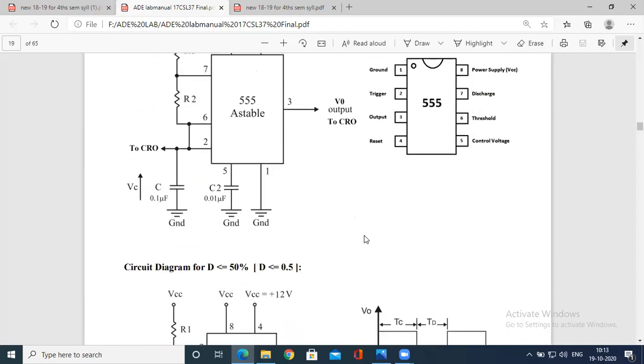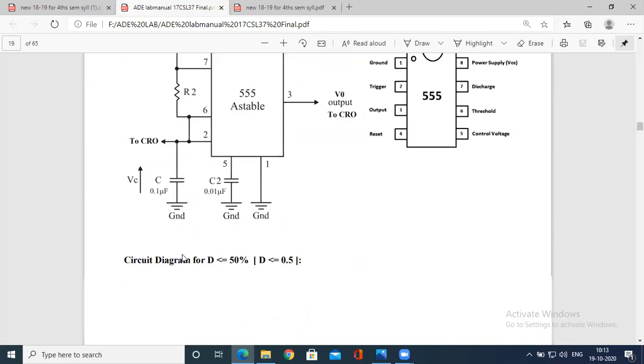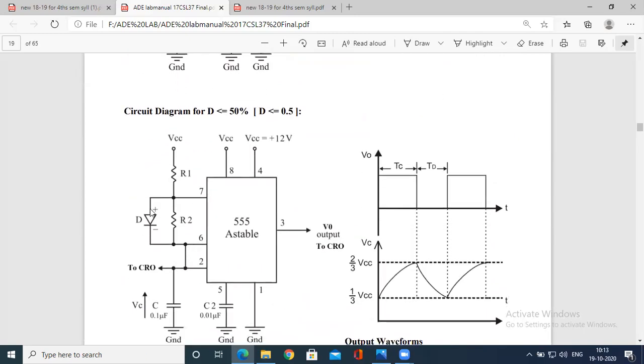Okay. So the circuit diagram for duty cycle less than 50% is very simple. As I said, charging happens through R1 only, R2 is bypassed. It is the same circuit connection. Pins 6 and 7 were shorted previously, no? That is now bypassed with a diode, such that the positive terminal of the diode is connected to pin number 7 and the negative terminal of the diode is connected to pin 6. Physically, when you see a diode, you have a black mark on one side. That is treated as the negative side, right? So that has to be connected at pin number 6.